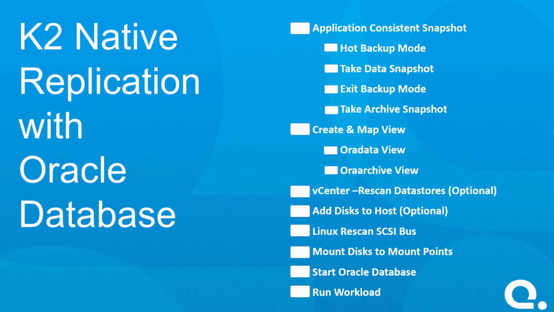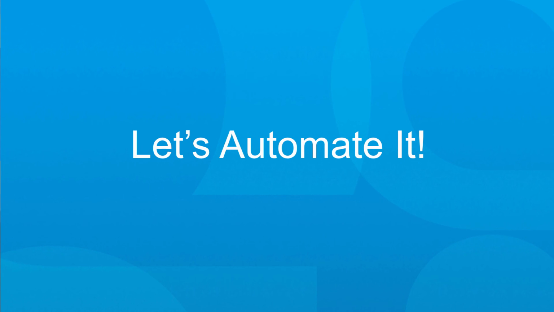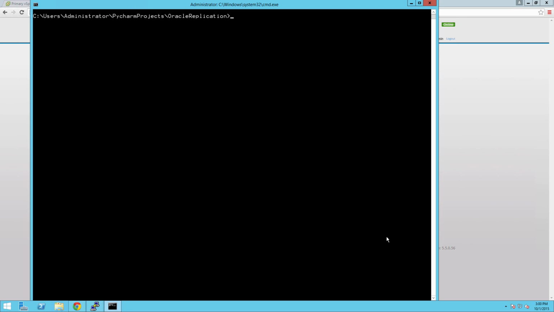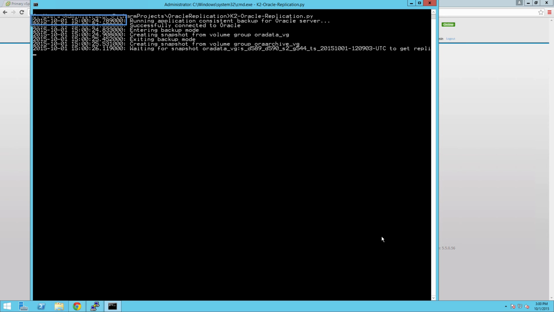This is a list of all the steps done manually. We took an application-consistent snapshot with hot backup mode, created views and mapped them on the secondary site. We scanned the vCenter data stores, added the new LUNs as RDM disks to the waiting secondary database, ran a Linux SCSI bus rescan, mounted the new disk devices to their mount points, started the Oracle database, and ran an analytics workload. Let's run the automatic procedure.